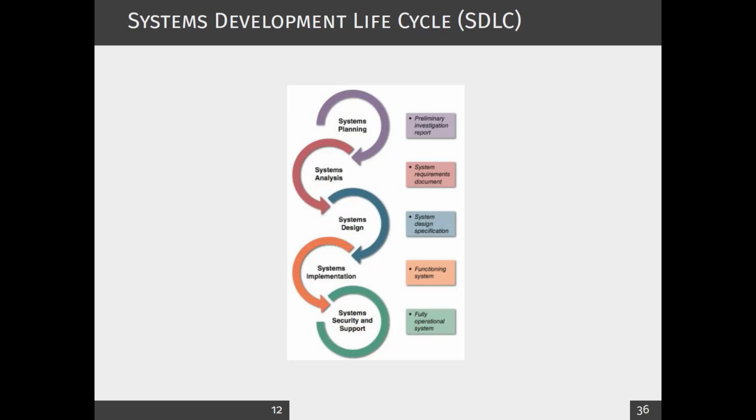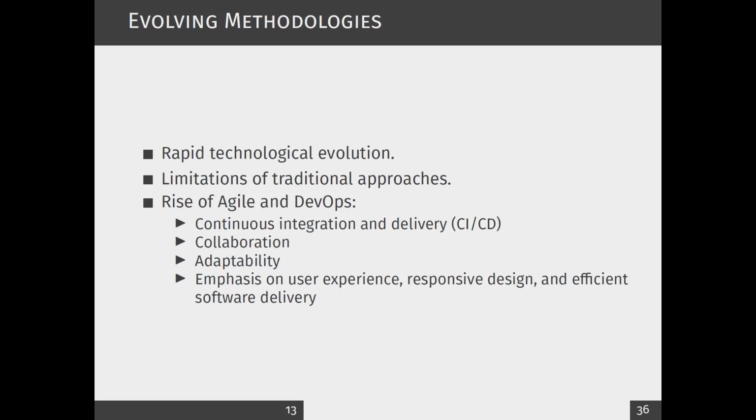And then you have the system design. There are different techniques we can use for system design. Once you finish that phase, we will have the system design specification. Then you have implementation. After implementation, you will have a functioning system. And once you make sure of the system security and support, we will have a fully operational system, right? I think we discussed this repeatedly last time as well, so I hope you have a good understanding. Otherwise, I highly recommend you refer to our previous notes.